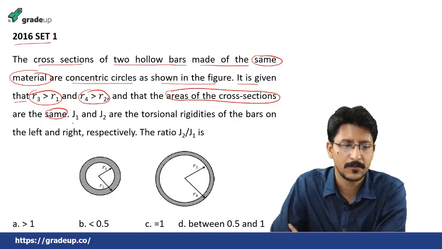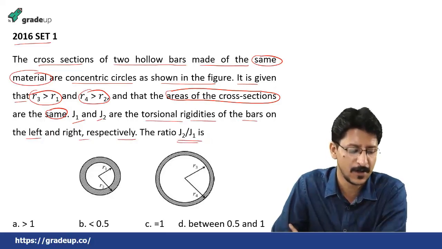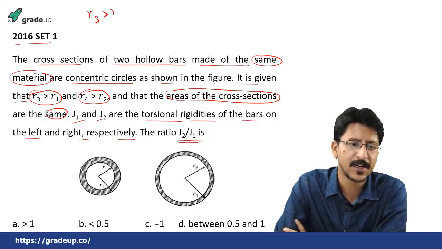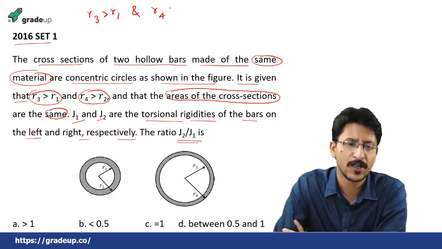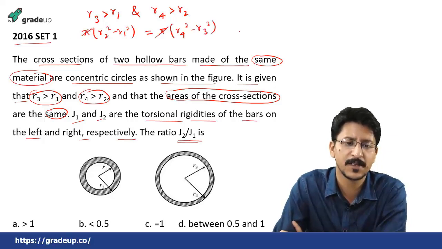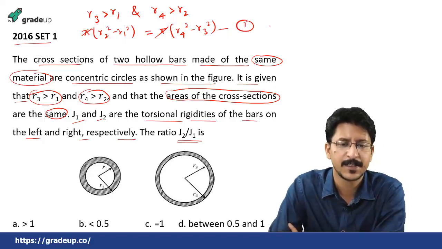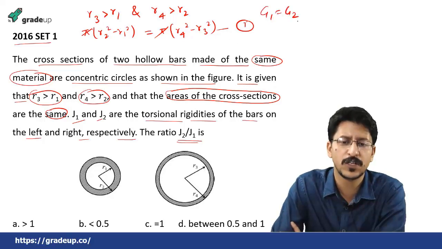Okay, J1 and J2 are the torsional rigidities of the bars on the left and the right respectively. Then the ratio of J2 by J1 is asked. Okay, first of all it is given that R3 is greater than R1 and R4 is greater than R2, and it is given the areas of cross section are same. So the area of cross section for this will be pi (R2 square minus R1 square), and this is equal to pi (R4 square minus R3 square). Okay, so take this as equation 1. Then second thing, same material is used, so G1 will be equal to G2.